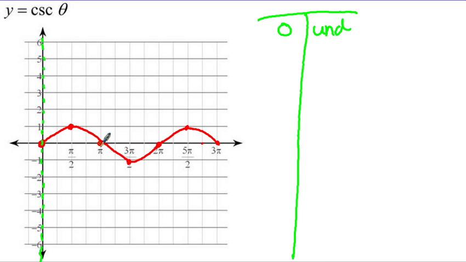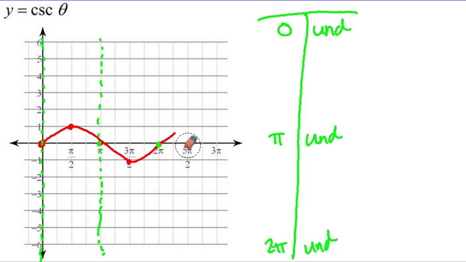Where else do we hit 0? Well, we hit it right here, which is pi. So at pi, that means we have another asymptote here. We hit 0 again at 2 pi. So here at 2 pi is also undefined. I'm going to erase this part just so it doesn't confuse you. So that means we do have another asymptote here at 2 pi.